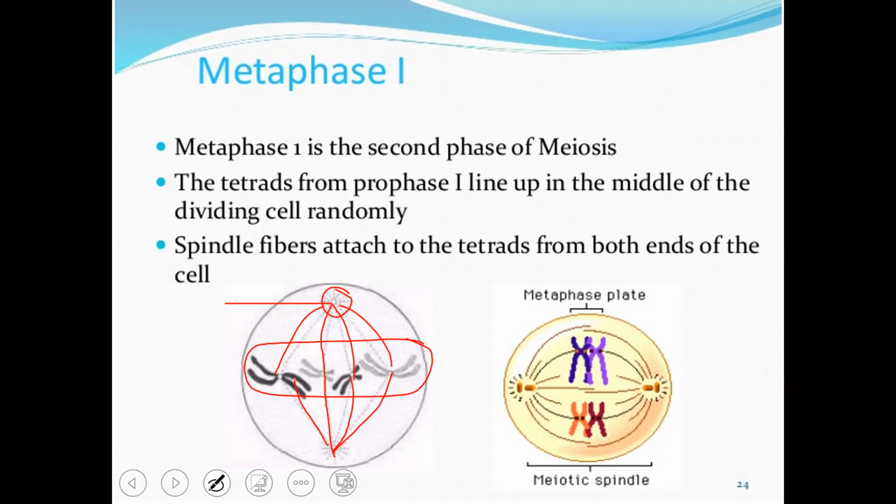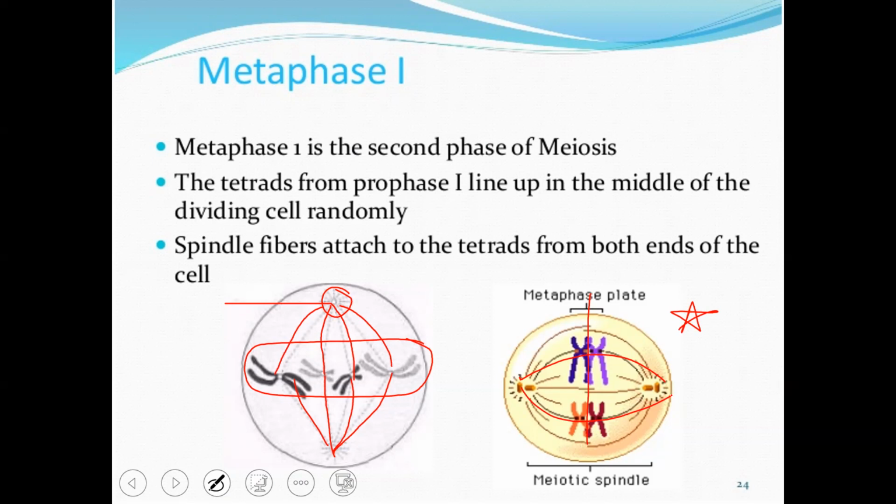And once they attach themselves, they are going to align themselves on the equatorial plane, which plays a very important role again for the distribution of the daughter cells. So here in case of metaphase 1, there will be two metaphase plates which are going to be formed. You can see here, this is one plate and this is one plate. So two metaphase plates which are parallel to one another are formed.